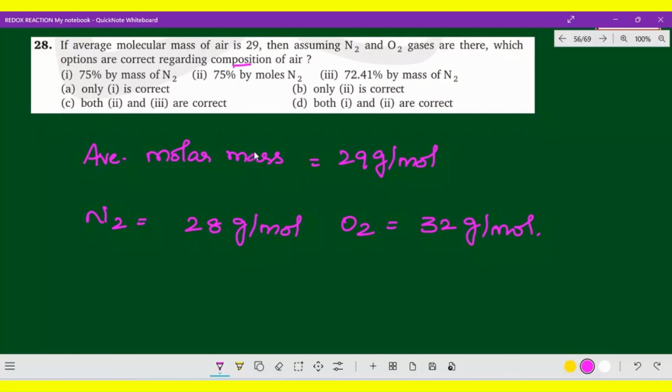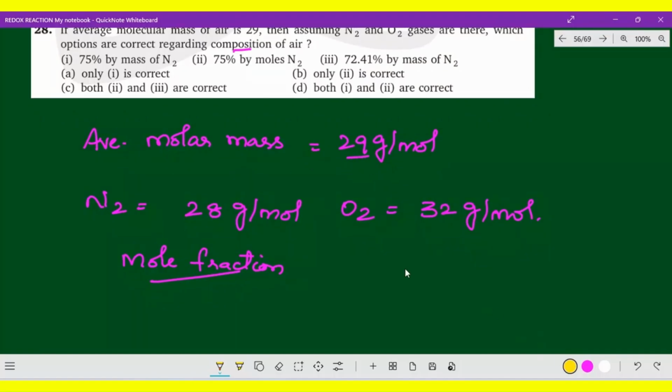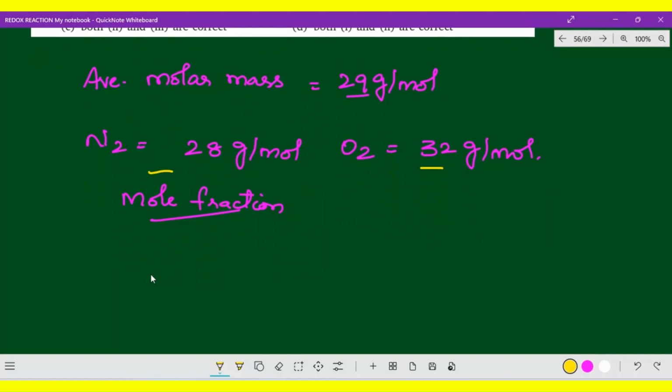Composition of air means we can take the concept of mole fraction. Okay, mole fraction, how do we follow? We can take it in this way, because they have given average molar mass. In that, nitrogen mass and oxygen mass we know. So nitrogen, we can take it as X. So X we can take as nitrogen mole fraction.